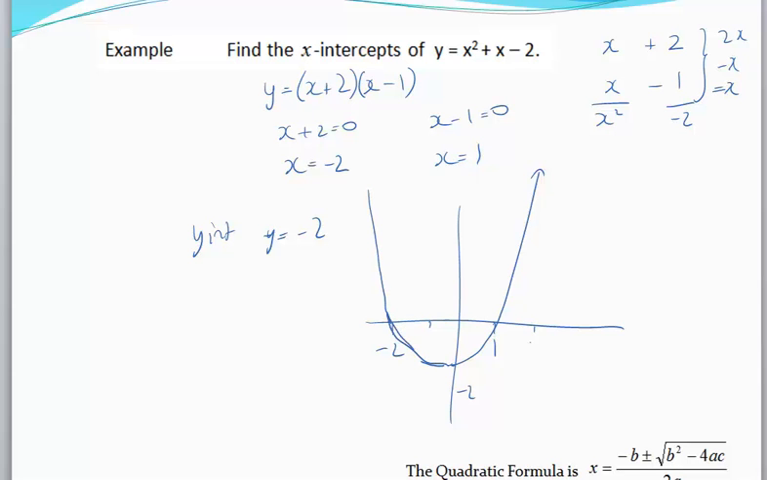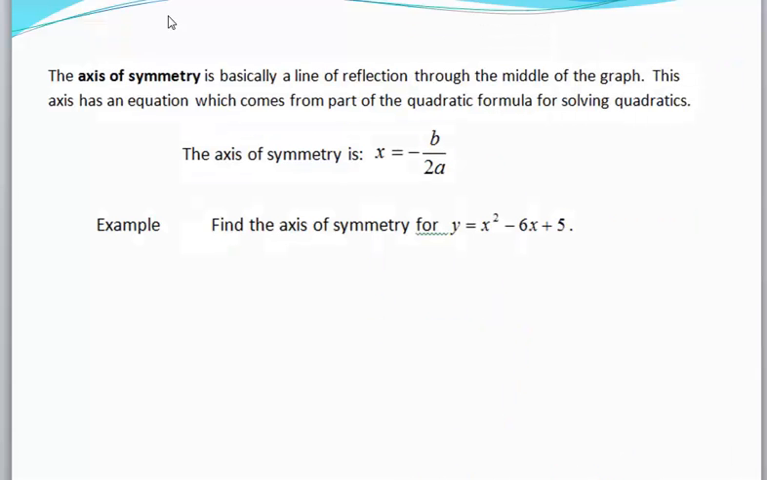So the next thing we're going to have to do is work out what sort of point we're about here. So where is the middle of this? And for that, we find our axis of symmetry. It's basically a line of reflection, or a mirror, through the middle of our graph. Our graph is symmetrical about this line. So the axis has an equation which comes from part of the quadratic formula for solving quadratics, and our axis of symmetry is x is equal to minus b on 2a.